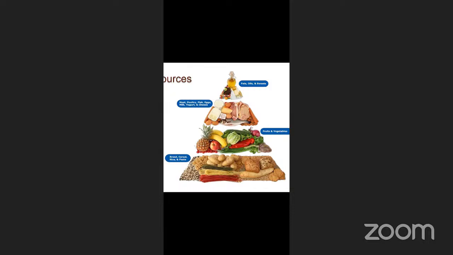Then you can see fats, oils, and sweets. In sweets, obviously, we add sugar, right? In fats and oils, you don't find much of the carbohydrates, right? So this is how the sources of the sugars are.